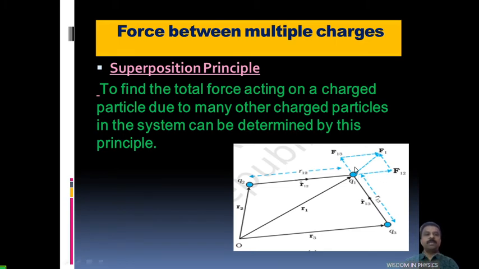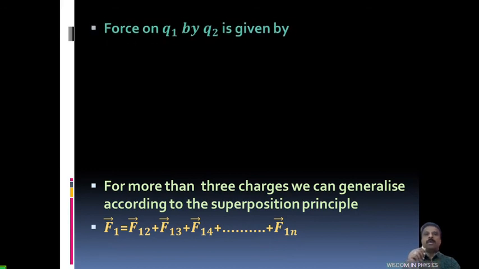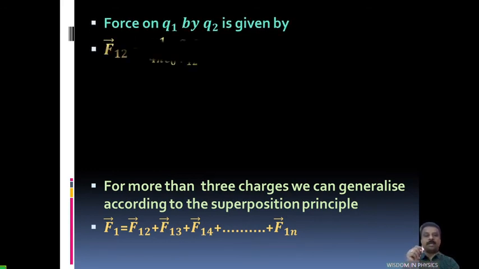Similarly, the force between Q3 and Q1 is represented as the F13 vector, acting along the line joining the two charges. So here F13 means what? The force acting on the charge Q1 by Q3. And now we have the two forces F13 and F12. To find the resultant, we can use the parallelogram law. So F1 is the net force. Am I right? Yes.